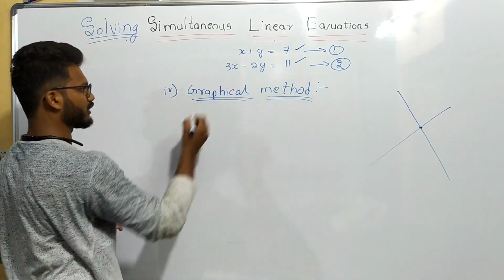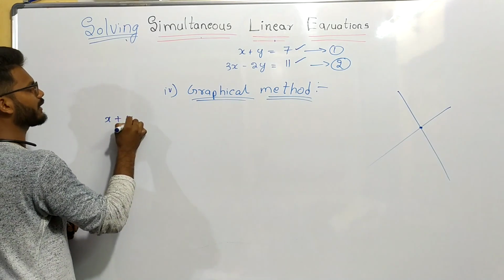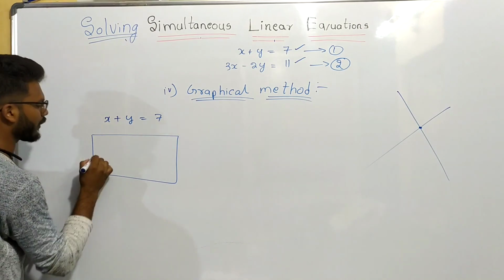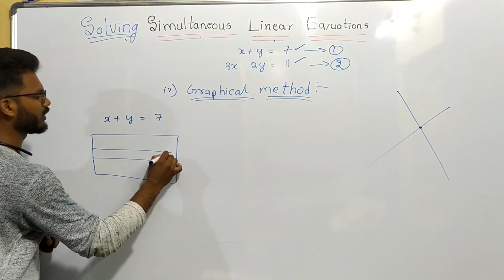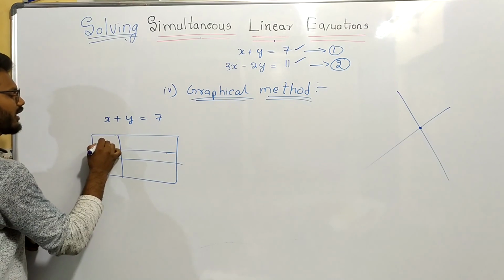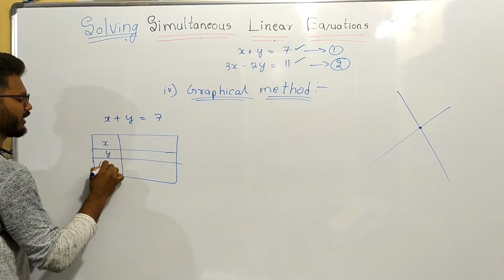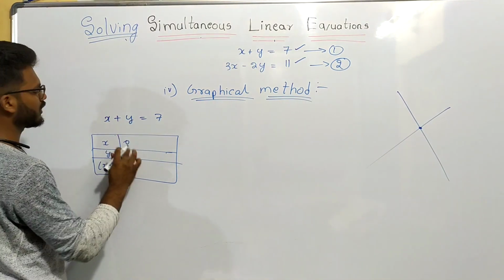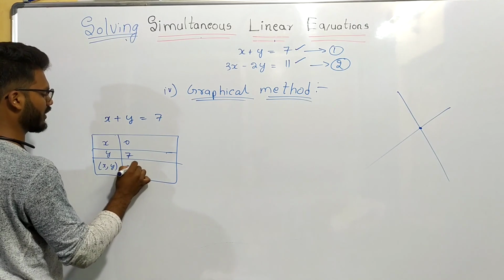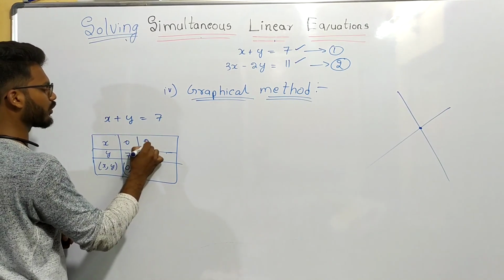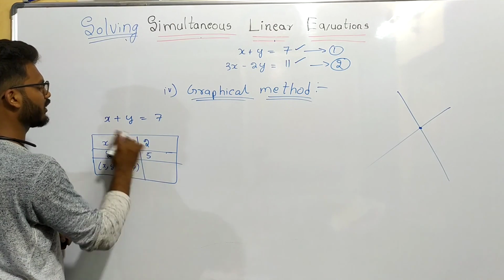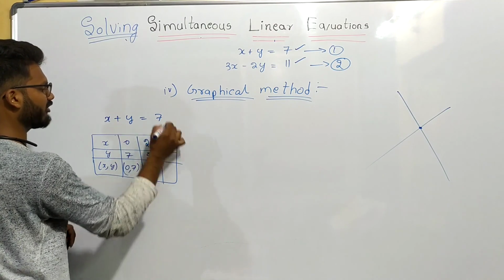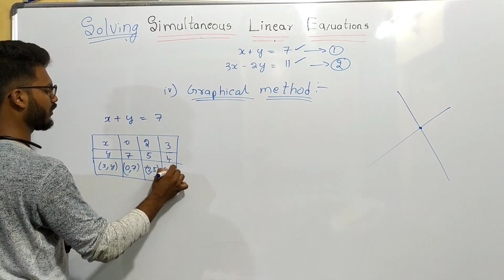See how to plot. First, take one equation, x plus y is equal to 7, and find minimum 3 points which satisfy the equation. Here write x, y, here we will write the coordinates. Suppose x is 0, what will y become? 7, right? 0 comma 7. And x is 2, what is y? y is 5, right? The point is 2 comma 5. And x is 3, y will be 4, 3 comma 4.